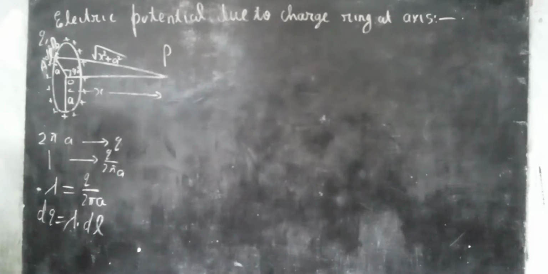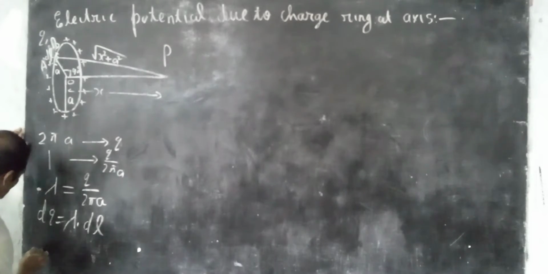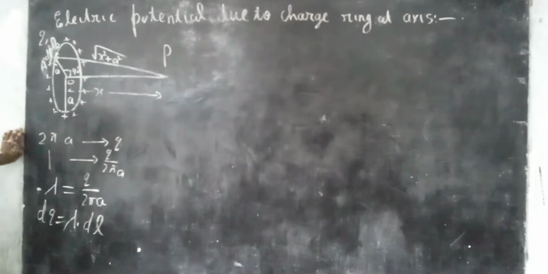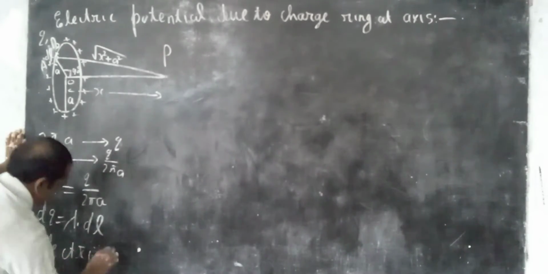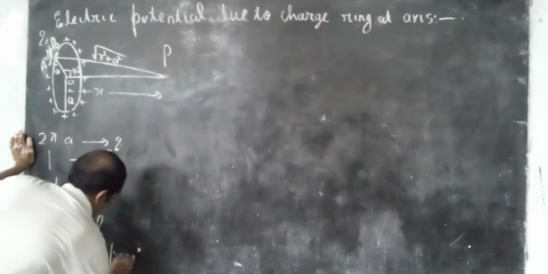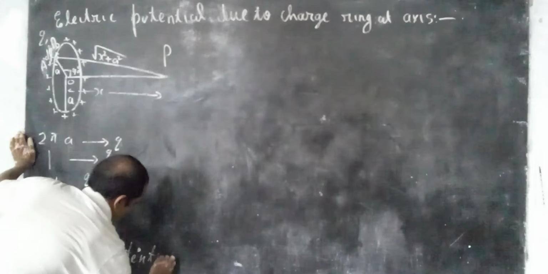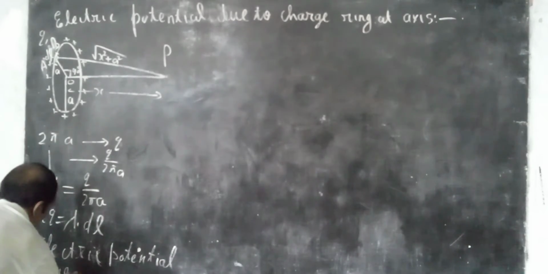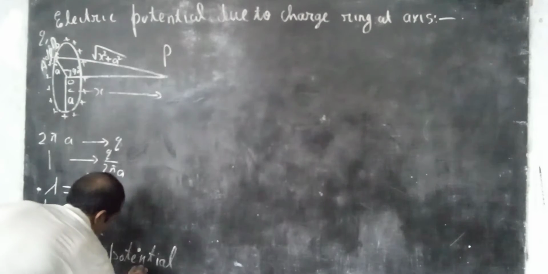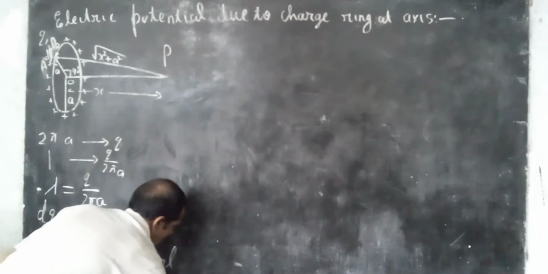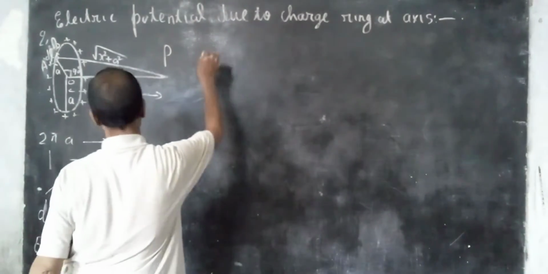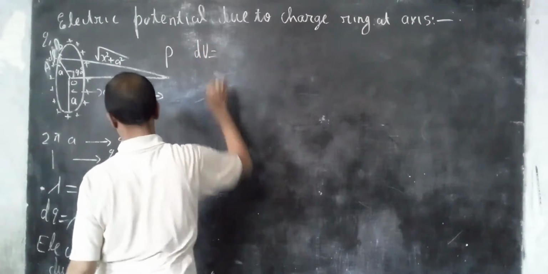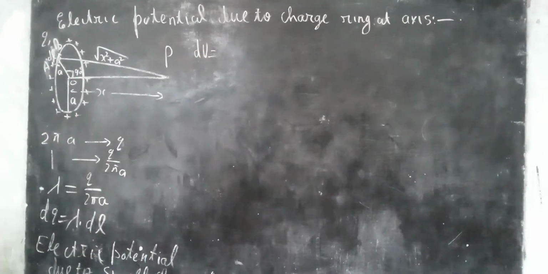So electric potential due to a point charge we have derived in the previous lecture: 1 over 4 pi epsilon naught times q by r. So electric potential due to a small charge, this is the potential due to a small charge, so write dV equal to.